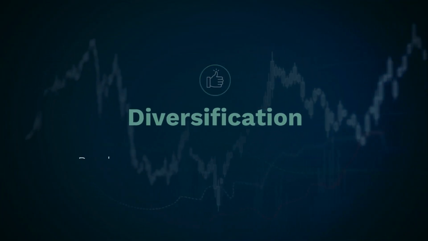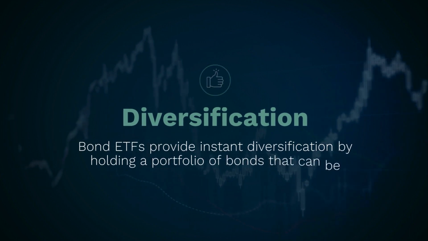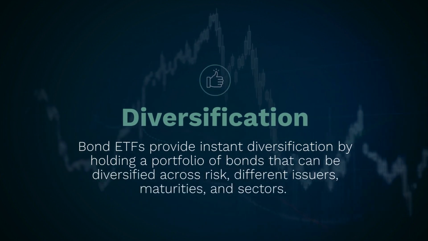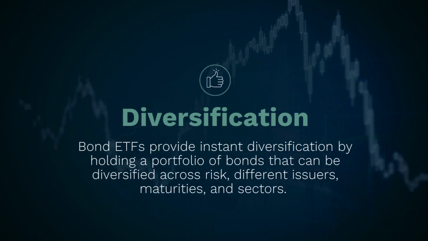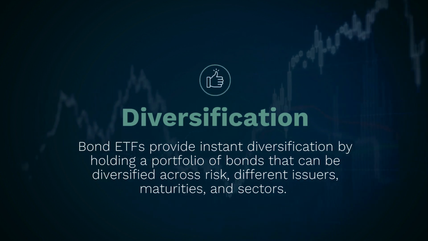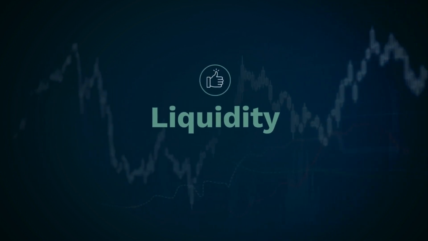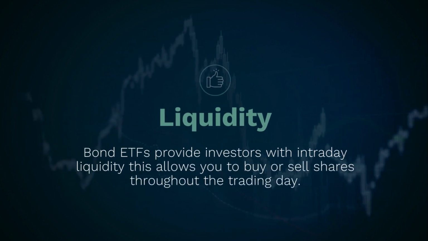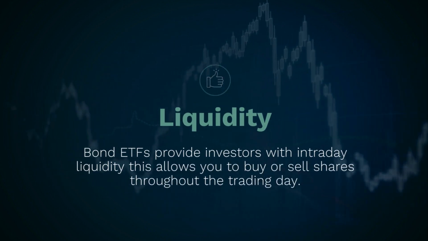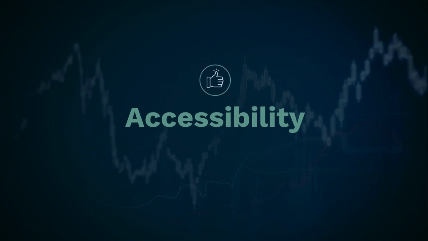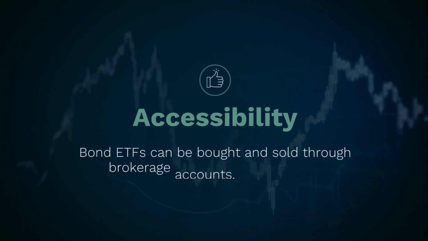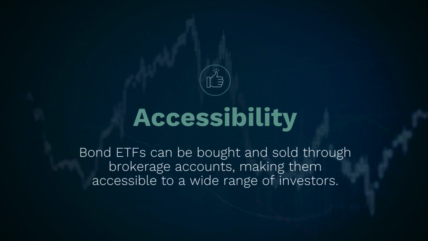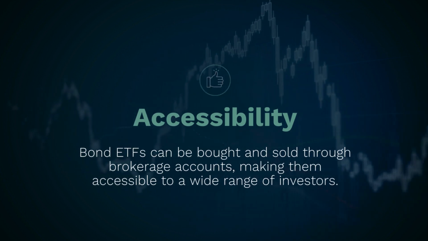Diversification. Bond ETFs provide instant diversification by holding a portfolio of bonds that can be diversified across different issuers, maturities, and sectors. Liquidity. Bond ETFs provide investors with intraday liquidity. This allows you to buy or sell shares throughout the trading day. Accessibility. Bond ETFs can be bought and sold through brokerage accounts, making them accessible to a wide range of investors.